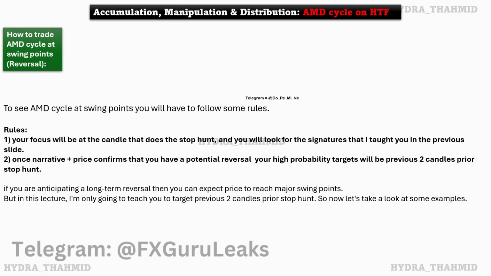The candle that did the stop hunt, you are going to be focusing on the previous 2 candles, and that's going to be your target. Once price closes the candle that did the stop hunt, and if it's closing below the swing point, your target is going to be the first candle's low and the second candle's low. If you are anticipating a long-term reversal, then you can expect price to reach major swing points. But in this lecture, I'm going to teach you to target the previous 2 candles prior to the stop hunt. So now let's take a look at some examples in our next slide.